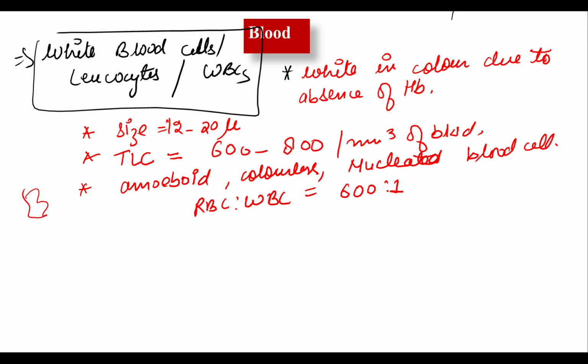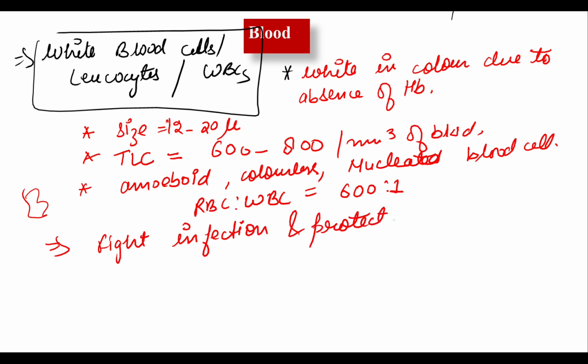Okay, so what are the functions of WBCs? Can you tell me? Look, the main function of WBC is to fight infection. They fight infection and protect us from different types of diseases. This is because white blood cells help to fight against germs and other foreign bodies which cause diseases.